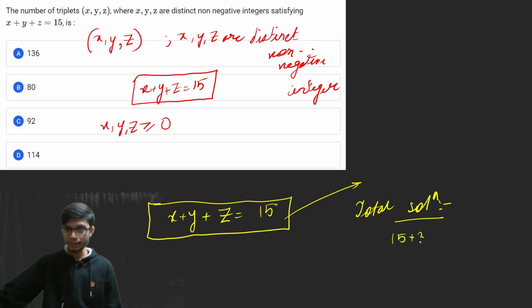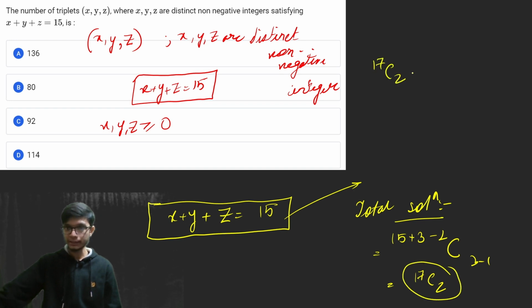The total solution is basically 15 plus 3 minus 1 C 3 minus 1, and if you evaluate this value, it comes out as 17C2. If you calculate the value of 17C2, it is 17 into 16 by 2, and if you cancel, this is 8 into 17, and the result is 136. So from here you will get 136 results.